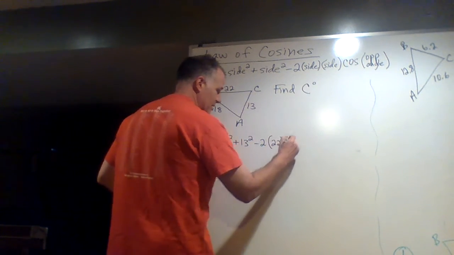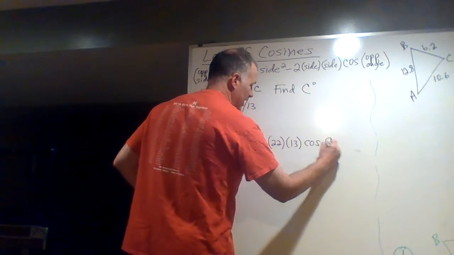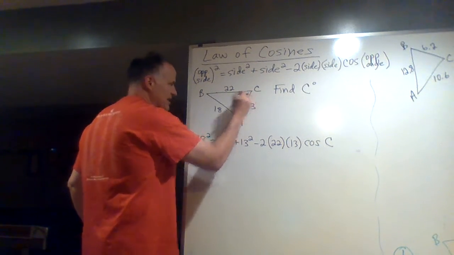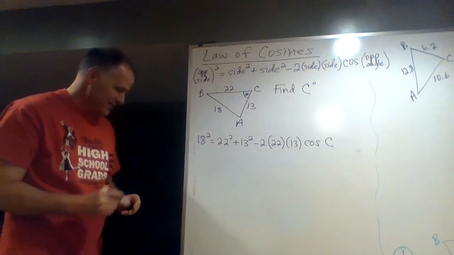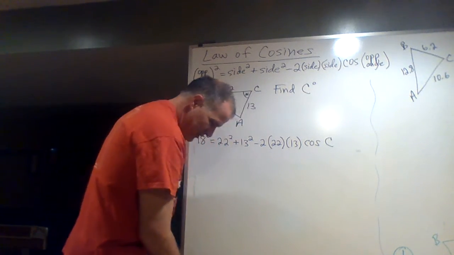So again, we're just plugging that in. And again, we're finding C. Let me mark that. We're finding angle C right there. 18 is across from C. So 18's here. Just grab your calculator. Let's start punching stuff in.